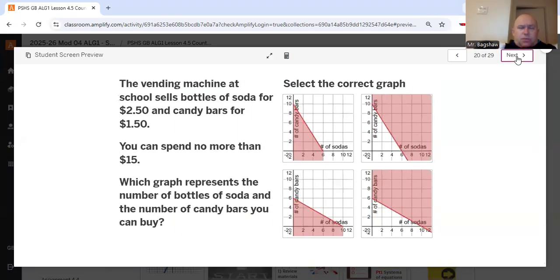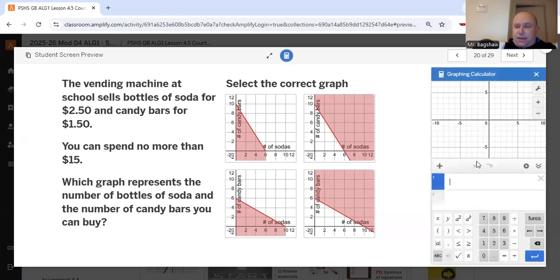The vending machine at school sells bottles of soda for $2.50 and candy bars for $1.50. You can spend no more than $15. Which graph represents this? Now, to begin with, this seems like a very different question until we think about, hey, if we can actually figure out what the equations for this are, then we can actually type it in and then we can look at what the graph looks like and then we can pick our answer.